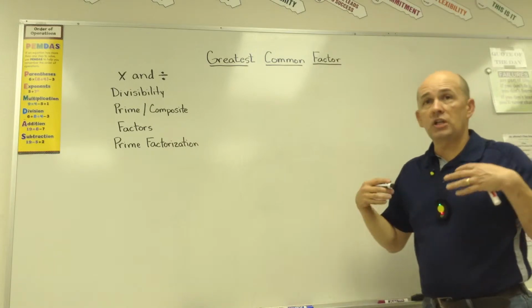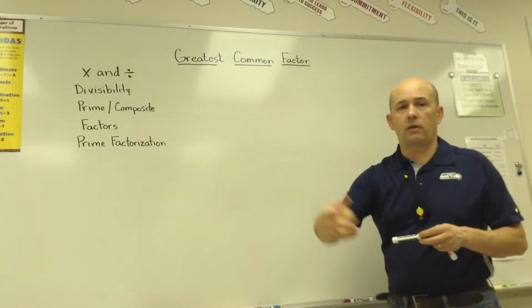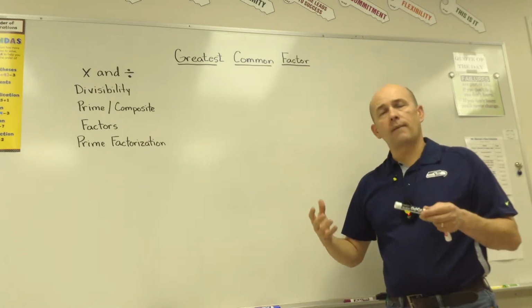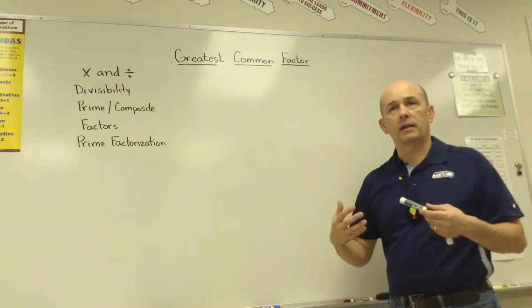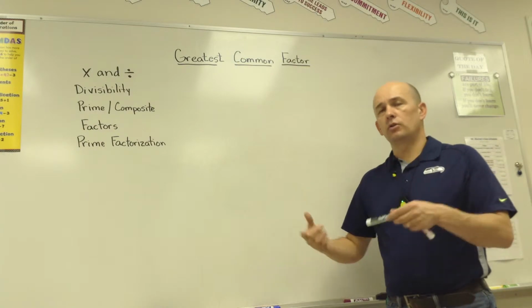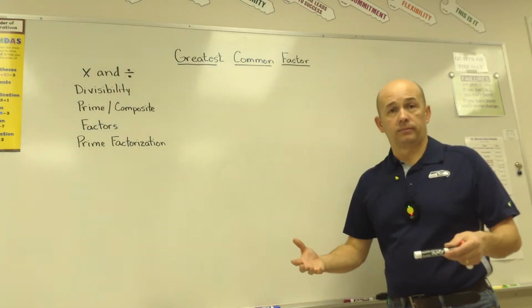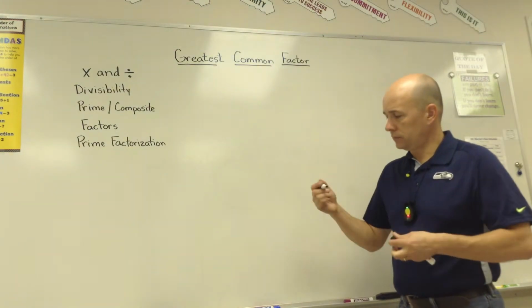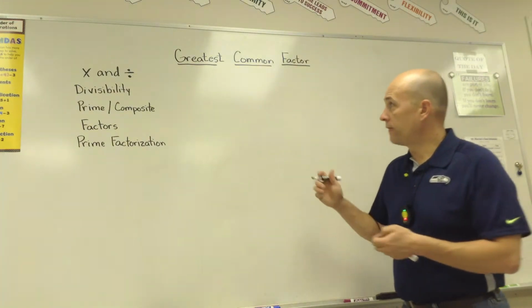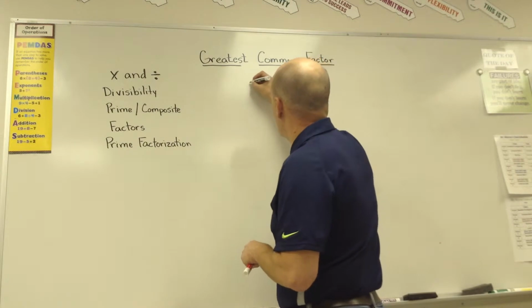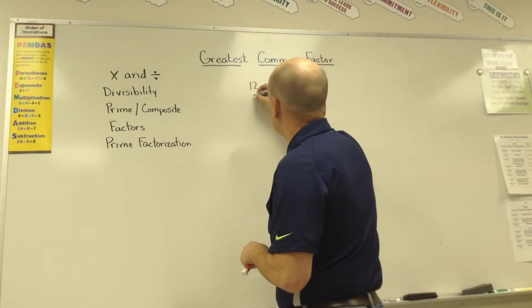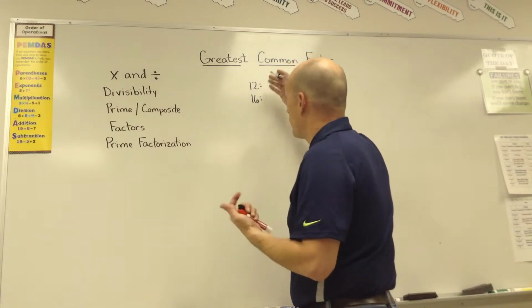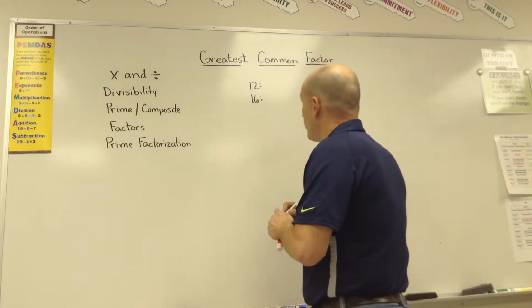Okay, well, GCF, I'm just going to cut right to it. The greatest common factor is the largest number that I can find that goes into two other numbers. Okay, so if I'm working with the numbers 12 and 16, I want just a real quick example here, 12 and 16.